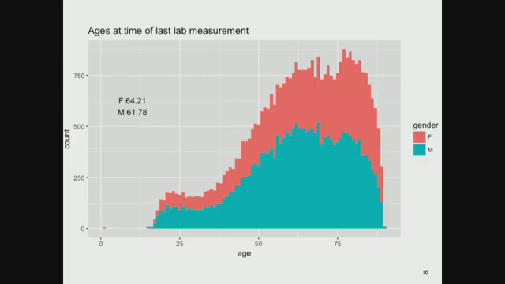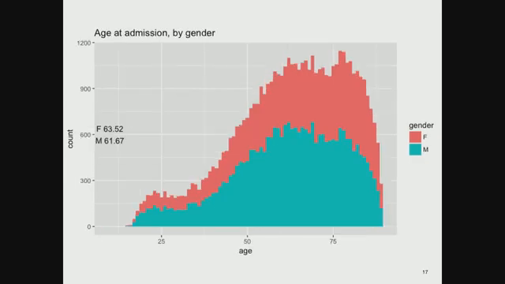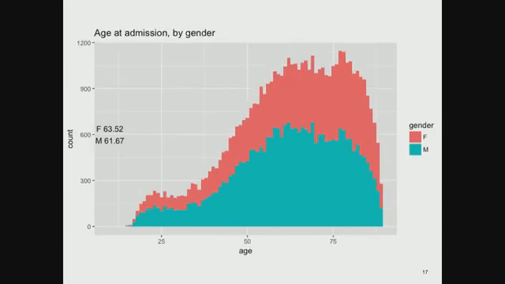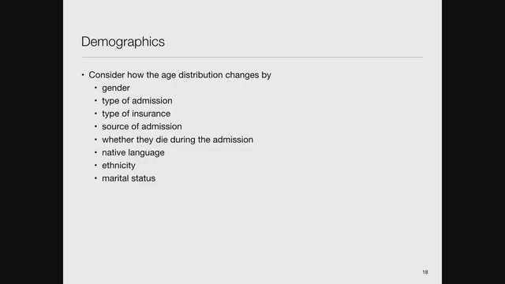males. If we look at age at admission by gender, so this is age at admission, not age at the time the last lab measurement was done. It's pretty similar curve. So we see that females were 64.21 at time of last lab measurement, 63.5 at the time of admission. So we can look at demographics, and demographics typically includes these kinds of factors, which I mentioned before.